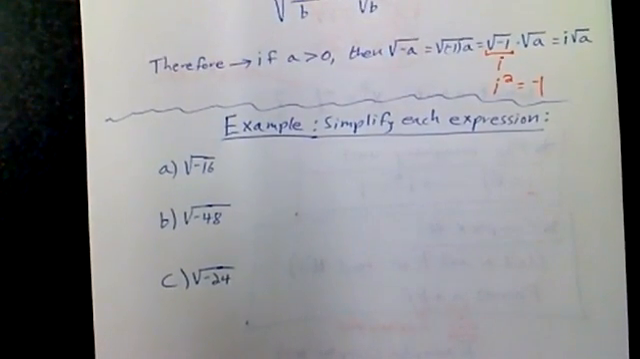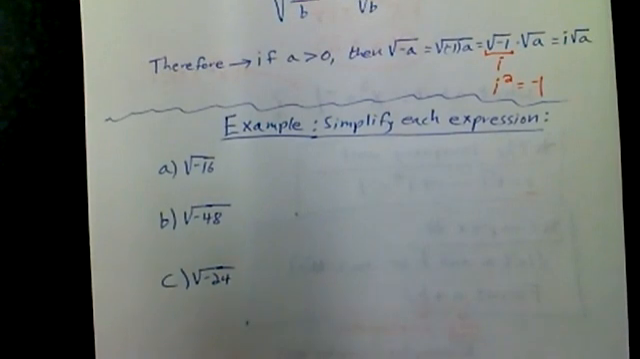So, first example, simplify each expression. So here's an expression. We have the square root of negative 16. Now, if you looked at this before you knew about imaginary numbers, then you might say, well, I can't really do anything with that. But now we can.